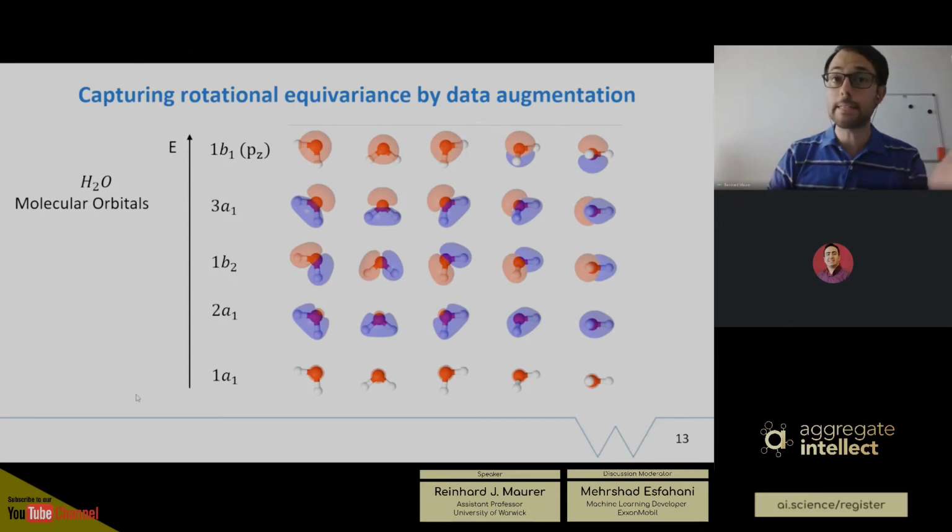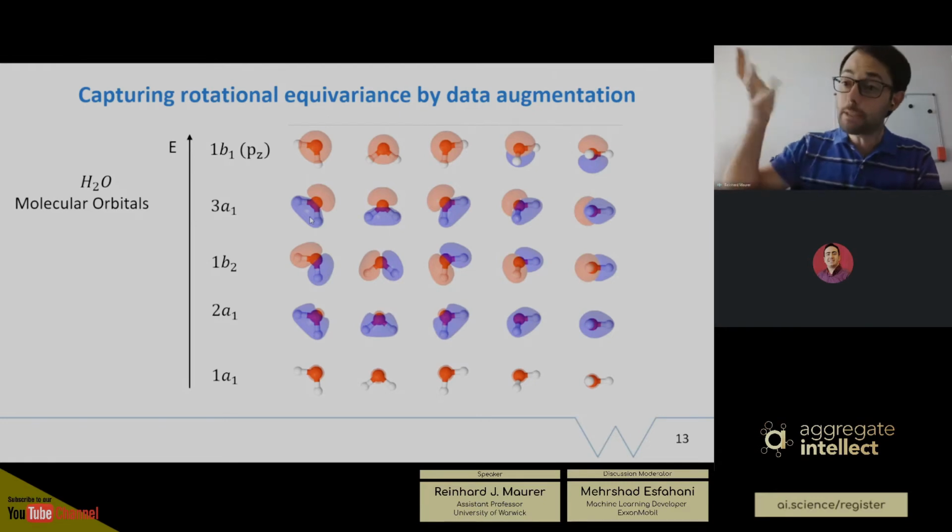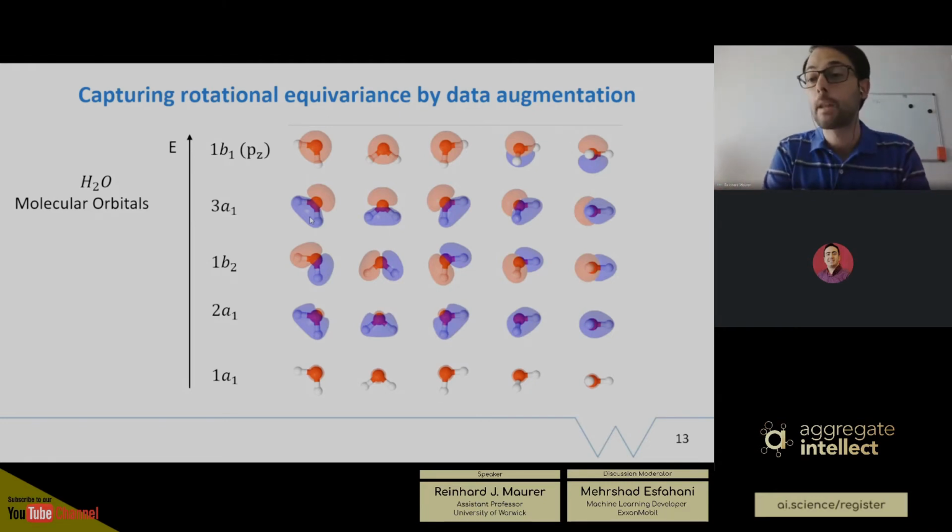And you can see here these little red and blue blobs. These are molecular orbitals for H2 that the model has predicted successfully. And you can see how they rotate with the molecule as we rigidly rotate it around. So the model has the flexibility to capture this rotational equivariance, and we achieve this by data augmentation. So for each and every data point we have, we rotate the training data to sample some of the rotations and then brute force learn them into the model.